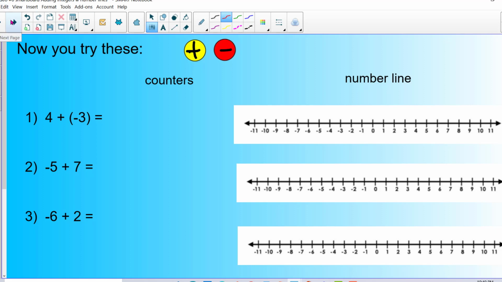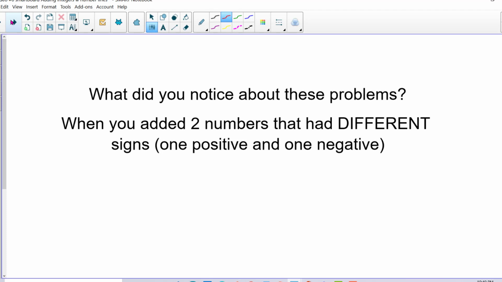All right. Remember, you want to make sure you are also writing down what did you notice about these problems when you were adding 2 numbers that had different signs on the number line. You were going 2 different ways. How did you know if your answer was going to end up being positive or negative? What are some things you noticed about the number line? Write those down in your notes, and then we'll go over it in class.